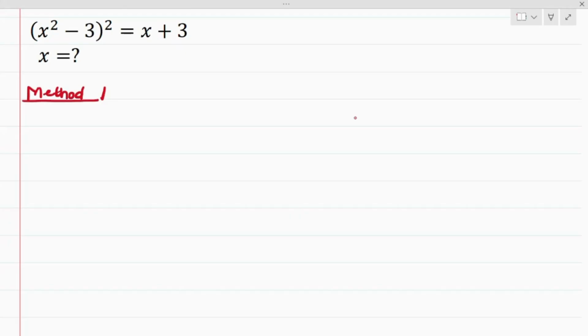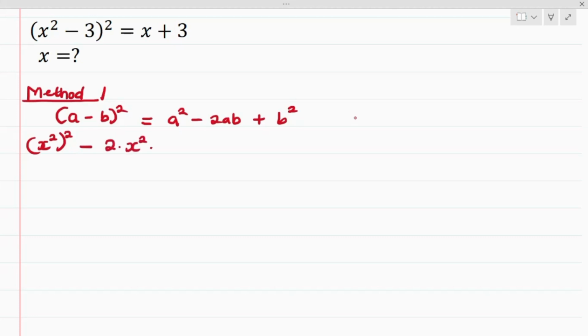First thing we want to do is to apply this property that says if we have (a minus b) all squared, this is equal to a squared minus 2ab plus b squared. Applying this property, we have x squared all raised to the power of 2 minus 2 multiplied by x squared multiplied by 3 plus 3 raised to the power of 2, and this is equal to x plus 3. So we have x raised to the power of 4 minus 6x squared plus 9, and this is equal to x plus 3.